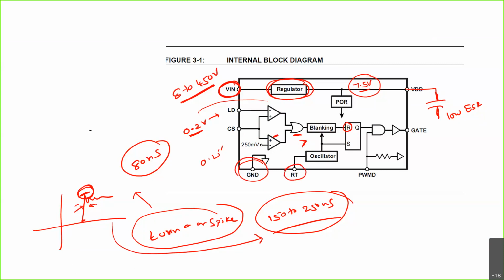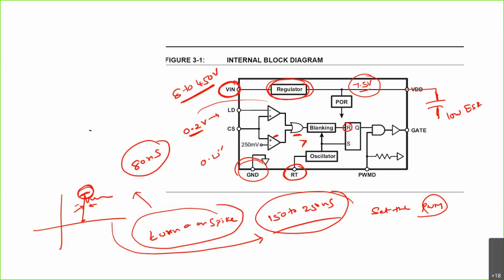Then we have this RT pin. What is the purpose of this RT pin? This pin is used to set the PWM switching frequency.